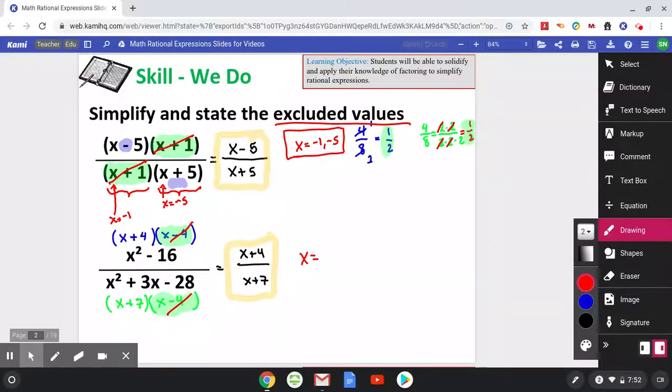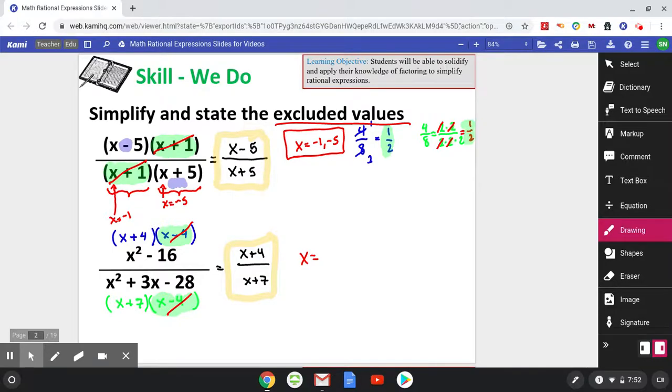Hello, this video is part 2 of simplifying rational expressions. Again, a rational expression is a more complicated fraction where both the numerator and denominator, that means both the numbers at the top of the fraction and bottom of the fraction, are polynomials. I did not complete the excluded values for the problem at the bottom, so I will start by doing that.